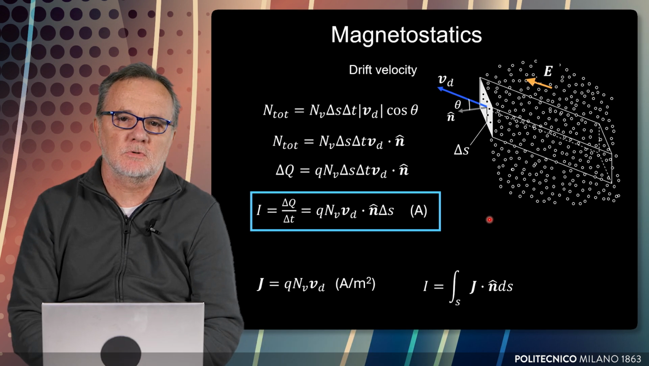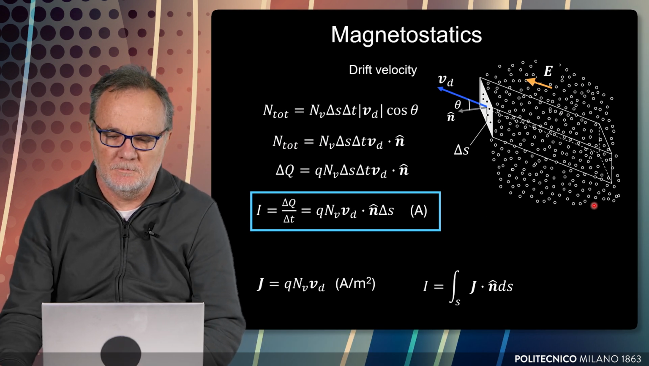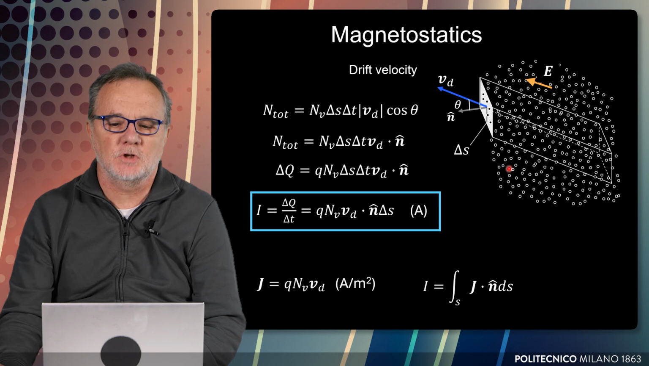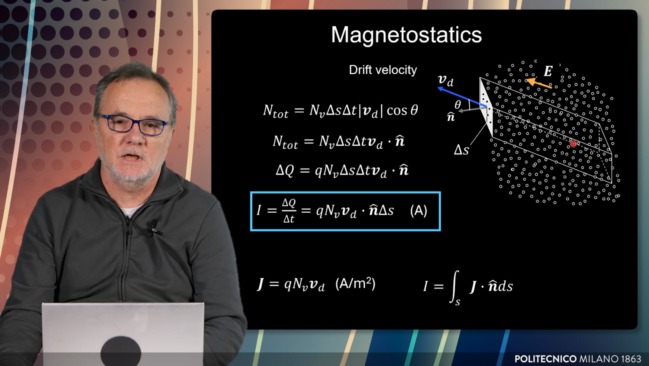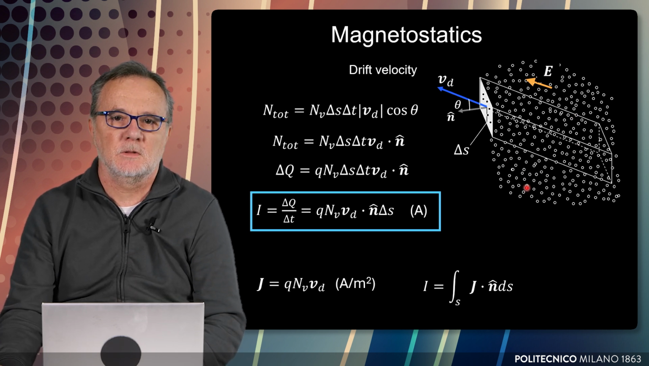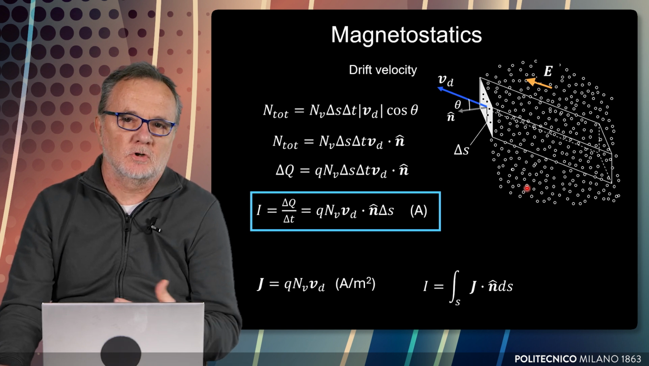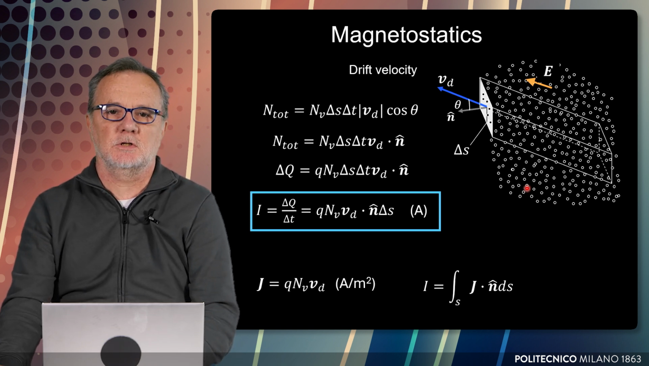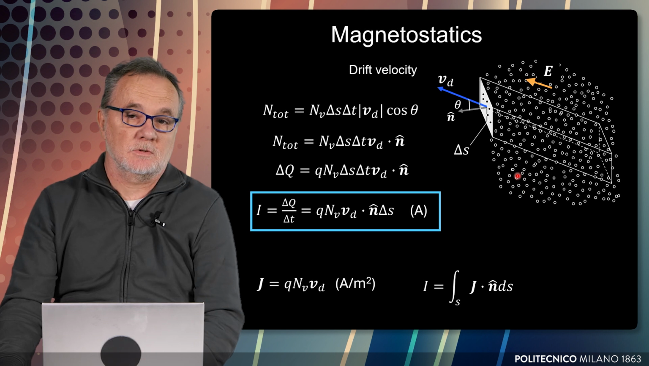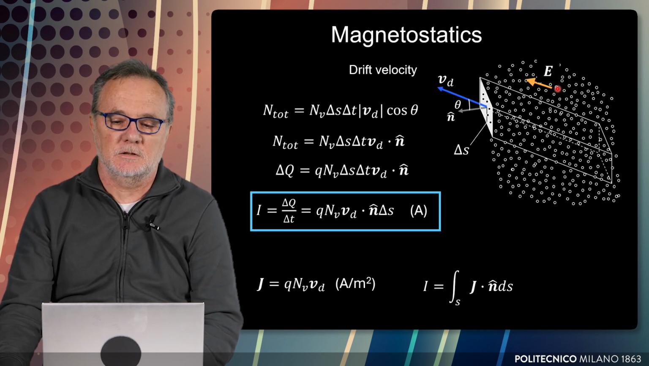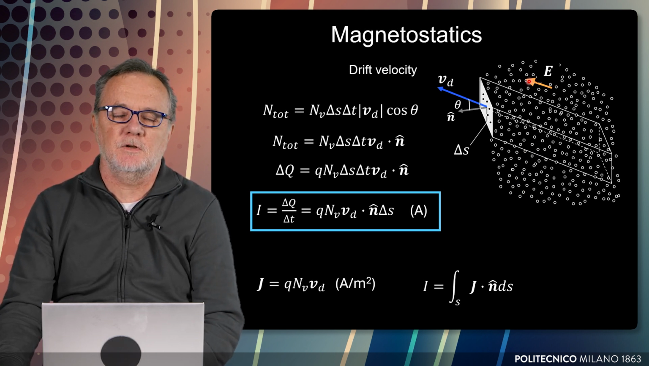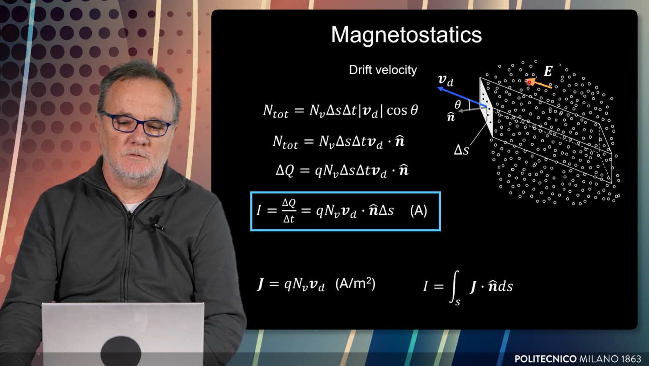For this purpose, we consider a portion of material in which there are charges that are free to move under the action of an external field. These charges can be positive or negative, but normally we are in the presence of electrons, so negative charges, that under the action of a specific electric field move in the direction opposite to that field.